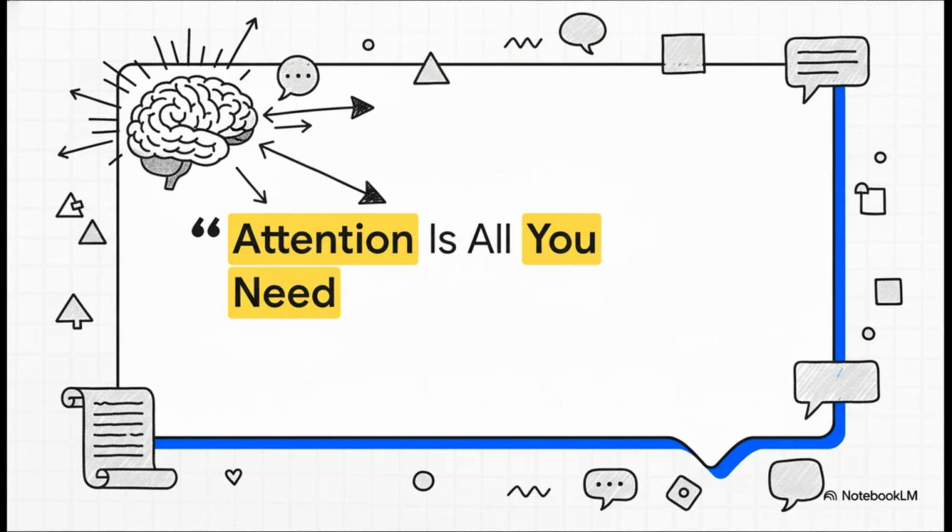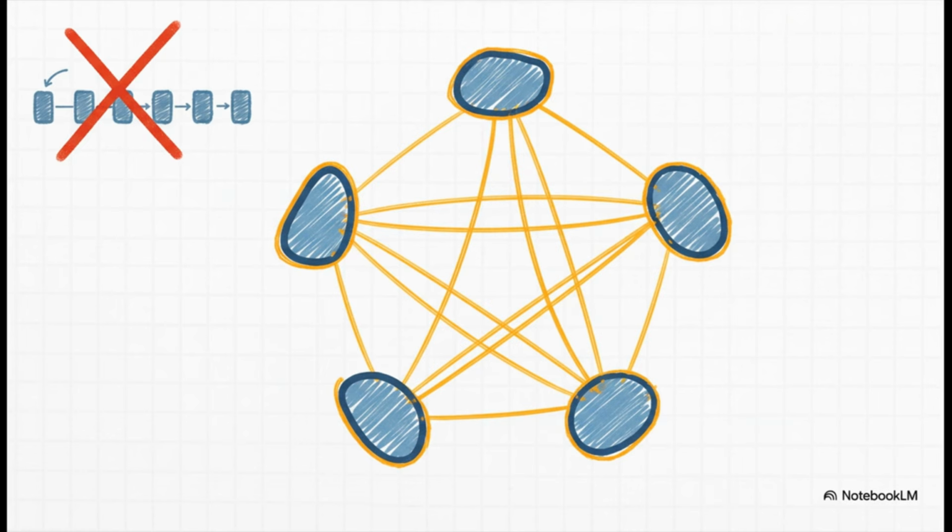The authors basically said, you don't need better memory, you need a whole new way of looking at the problem. So what is attention? Well, instead of that slow, one-word-at-a-time process, the attention mechanism lets the model see the entire sentence all at once. It creates direct connections between every single word and every other word, so it can weigh the importance of each one no matter how far apart they are.